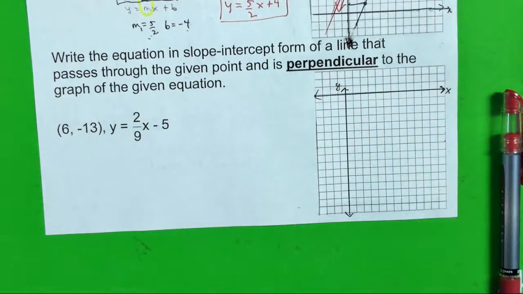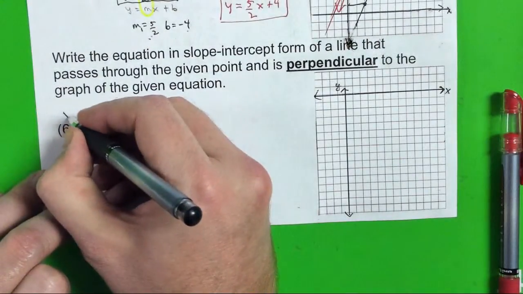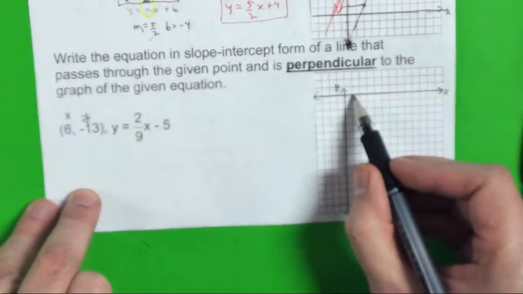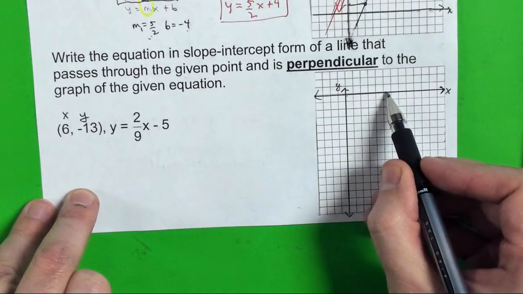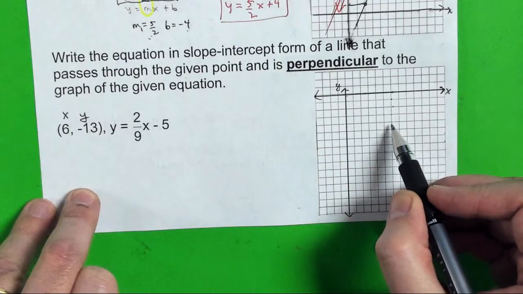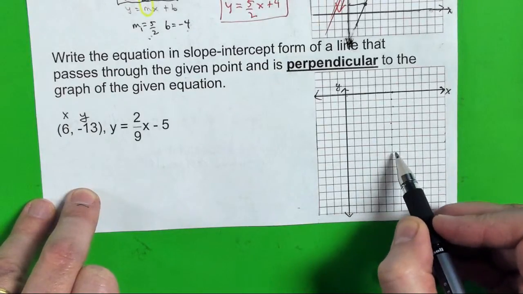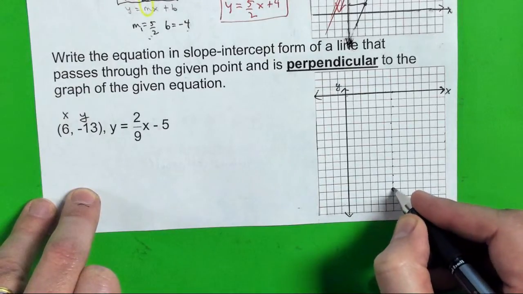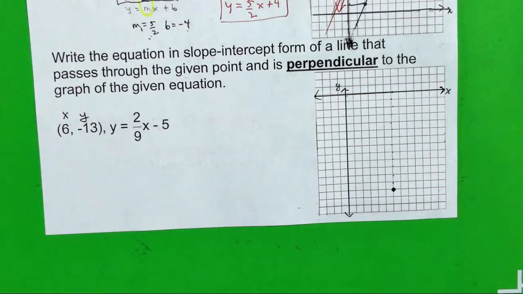Okay, so now, same thing. We're going to graph this point. We're going to go over 6. 1, 2, 3, 4, 5, 6. And go down 13. 1, 2, 3, 4, 5, 6, 7, 8, 9, 10, 11, 12, 13. There's my starting point.